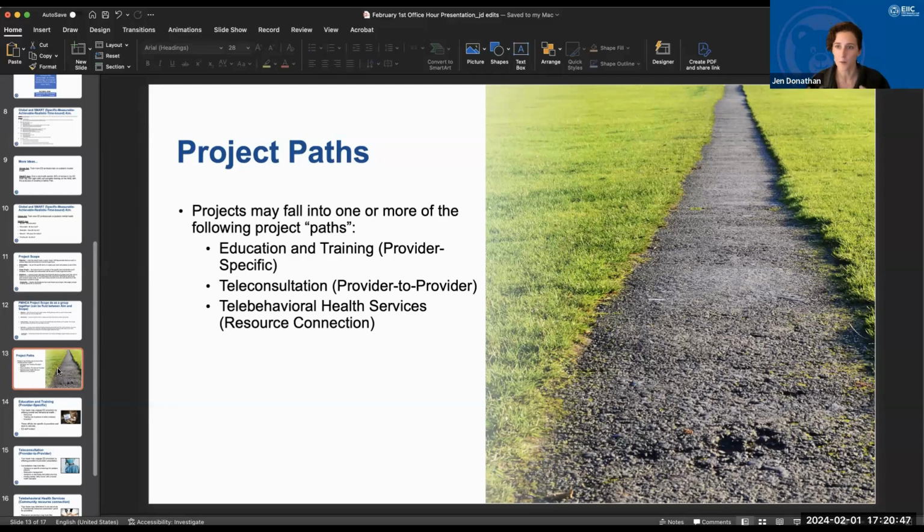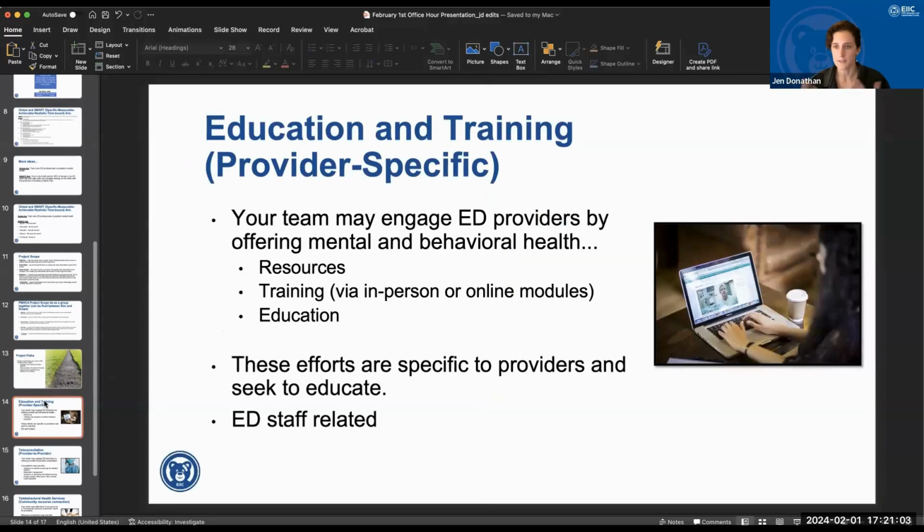The way that we've boiled down all of the efforts to the best of our ability is that we've bucketed them into 3 different pathways. We've identified teams doing education and training efforts for providers. These are really provider specific efforts. Are these trainings that you're offering ED nurses? Are they educational modules that you're offering to physicians, social workers, et cetera? Again, this is very provider specific, offering them the tools and education they need to enhance what they're offering.